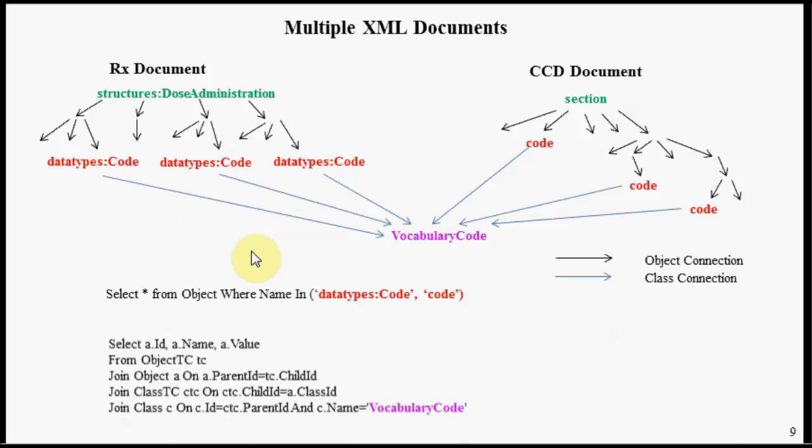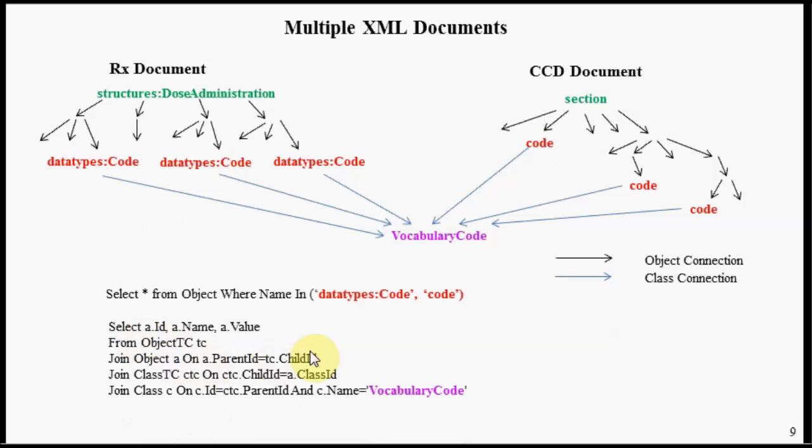I can then write a query that looks like the following. And notice what we're using here is the transitive closure for the class table, and we're looking at this superclass called vocabulary code. The advantage of this now is if I add new XML documents that have different attributes referring to code, I don't have to change this query. It's always correct. This is an example of something called a polymorphic query.